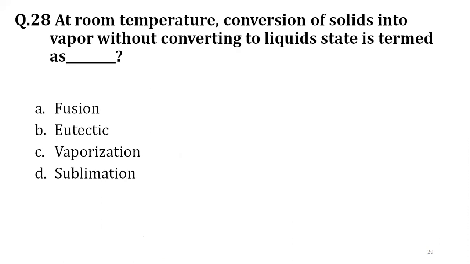Question number 28. At room temperature, conversion of solid into the vapor without converting to the liquid state is termed as option A fusion, B eutectic, C vaporization, and D sublimation. So like the phenomenon of camphor. If you expose your camphor directly to the air, it will be directly converted from solid into the vapor. That phenomenon is called D, sublimation.